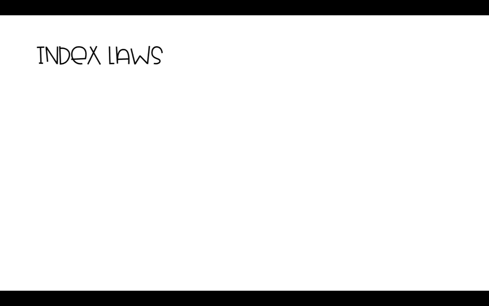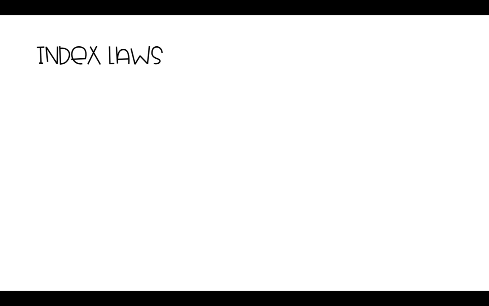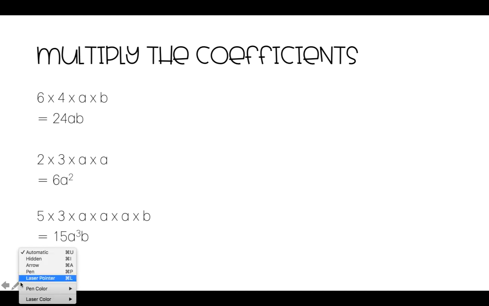Now let's look at multiplying index laws. So index laws involving multiplication. So index is the little number that we see. If we go back to here, and I'll go pen, this here is our index. Okay, so index form is anything like this, where it has the A squared or a B squared.